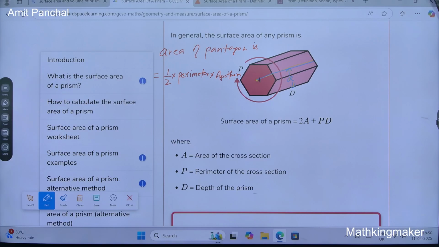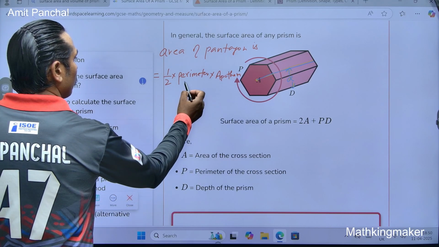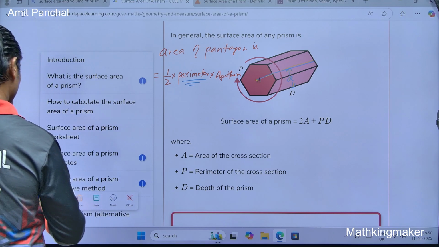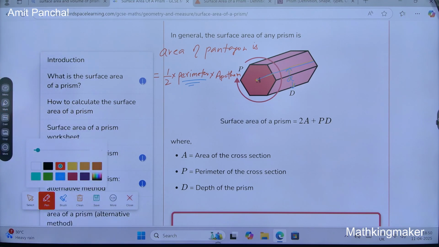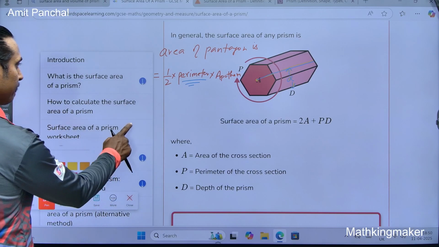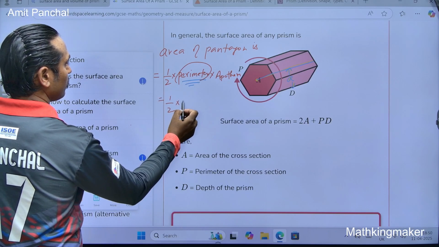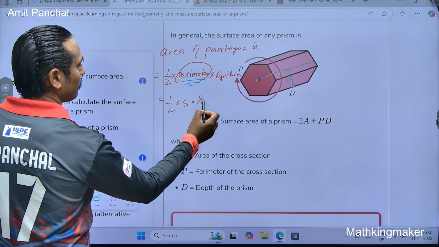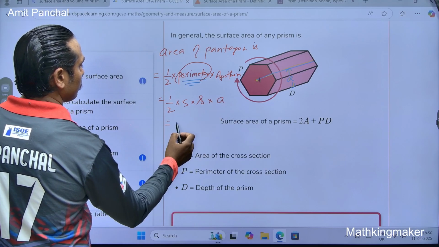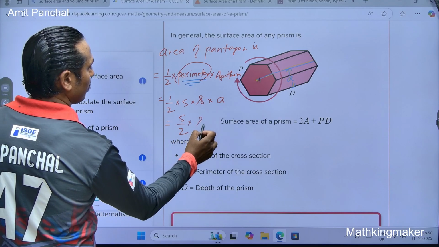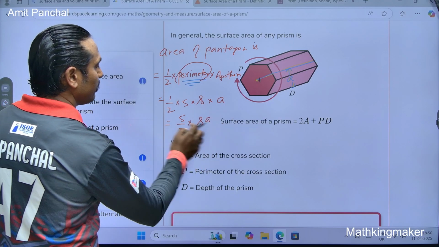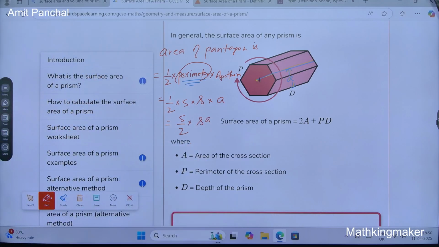And an irregular pentagon does not have any formula. So what should you do if an irregular pentagon is there? An irregular polygon will not be given to you. So the perimeter is 5 into its side, half of that into apothem. So that will be 5 by 2 times a, and that will be the area of the pentagon.